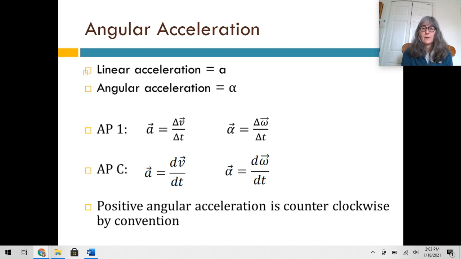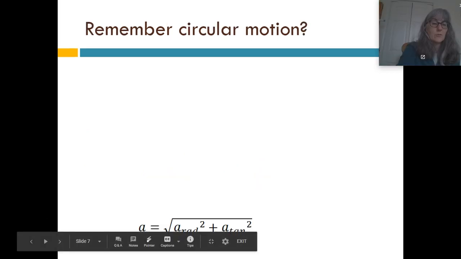For AP C, we know that we can make those derivatives. Positive angular acceleration is counterclockwise by convention, but honestly, it doesn't matter the way that we use it. So I tell you that to be complete, but it's not crucial that you know it.